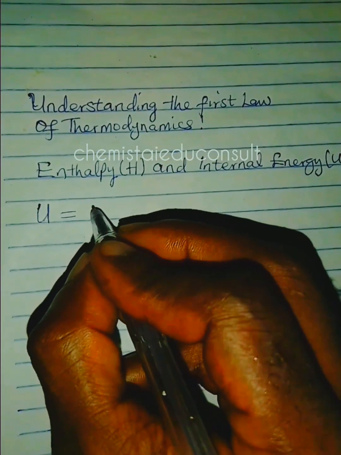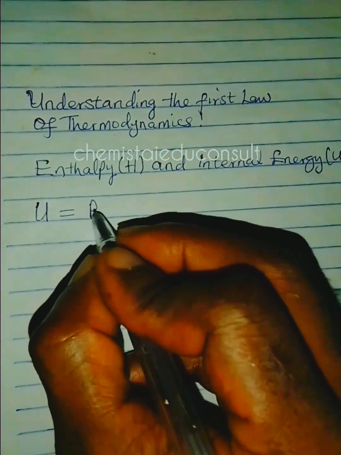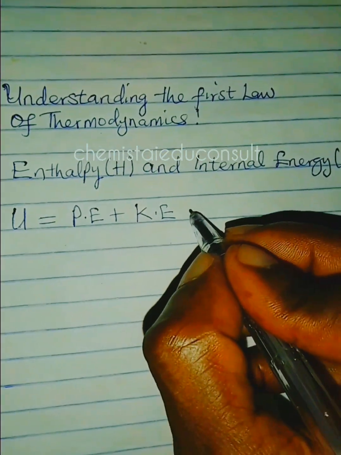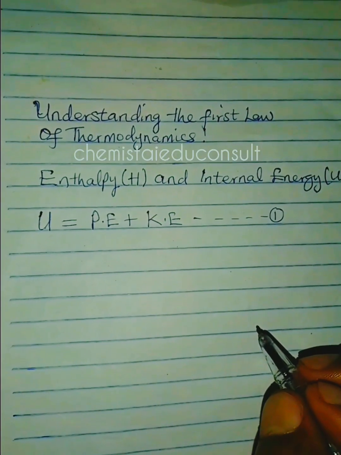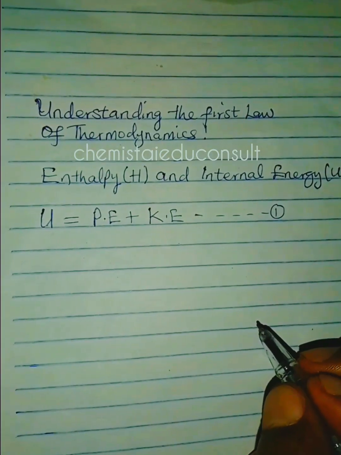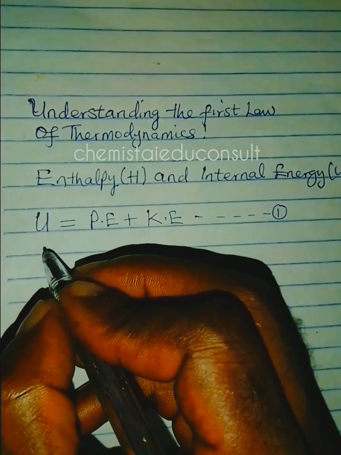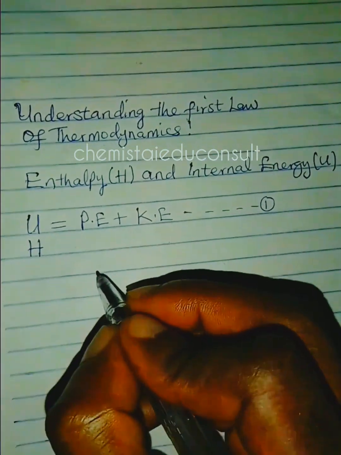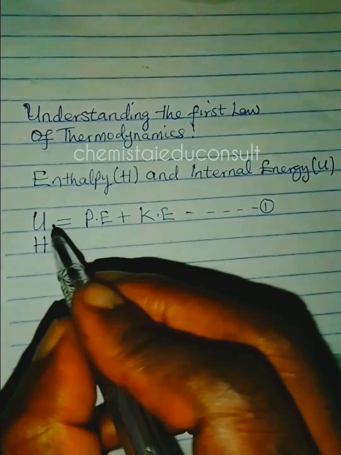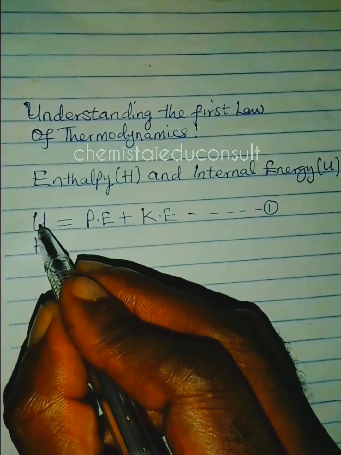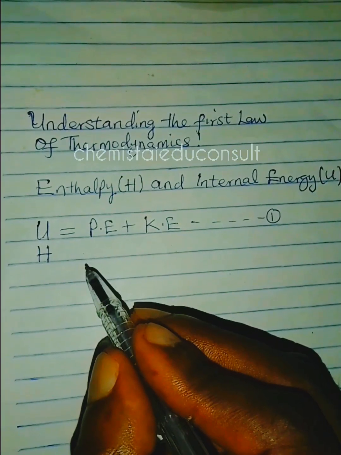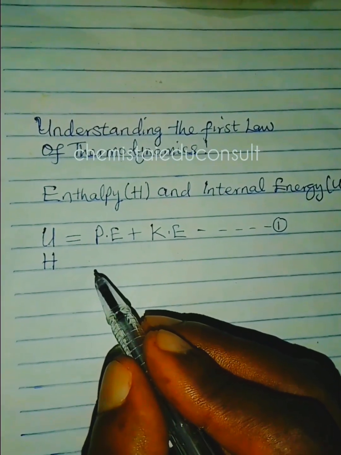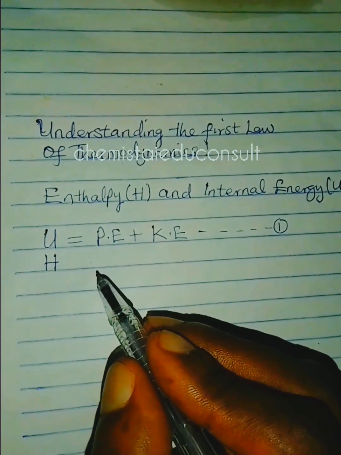Therefore, internal energy is mathematically potential energy plus kinetic energy. Let us call this equation 1. Enthalpy means the internal energy plus the energy used to displace the surroundings and create space for the system. You know that every system or matter occupies space, right? There is an extra energy, apart from internal energy, used to displace the surroundings of that system in order to create space for it. This energy plus the internal energy is what is called the enthalpy of the system.